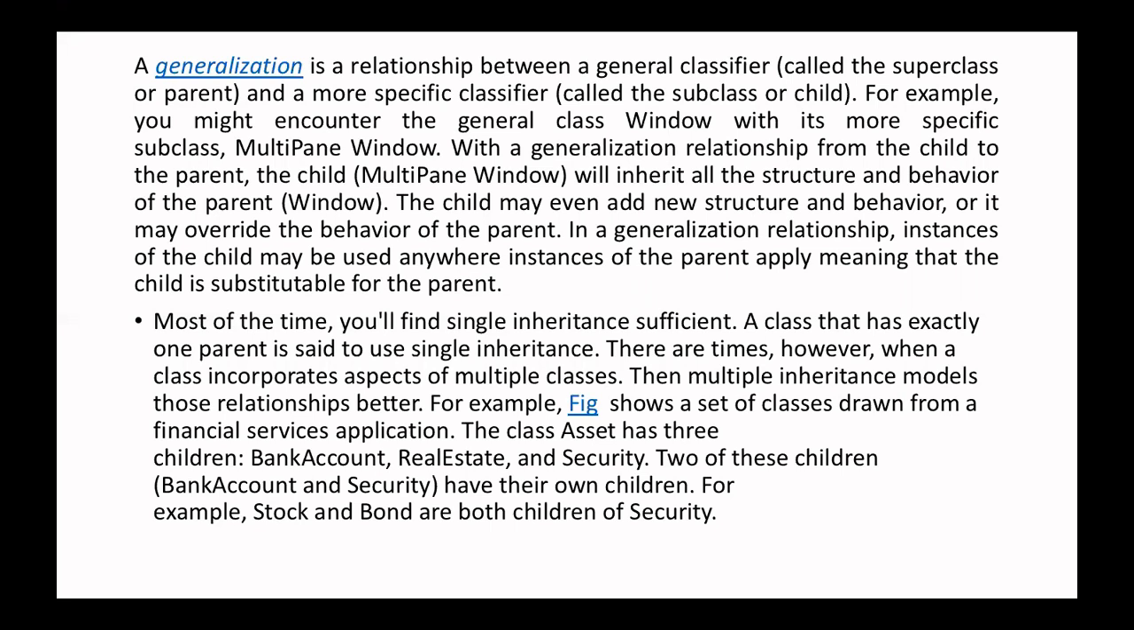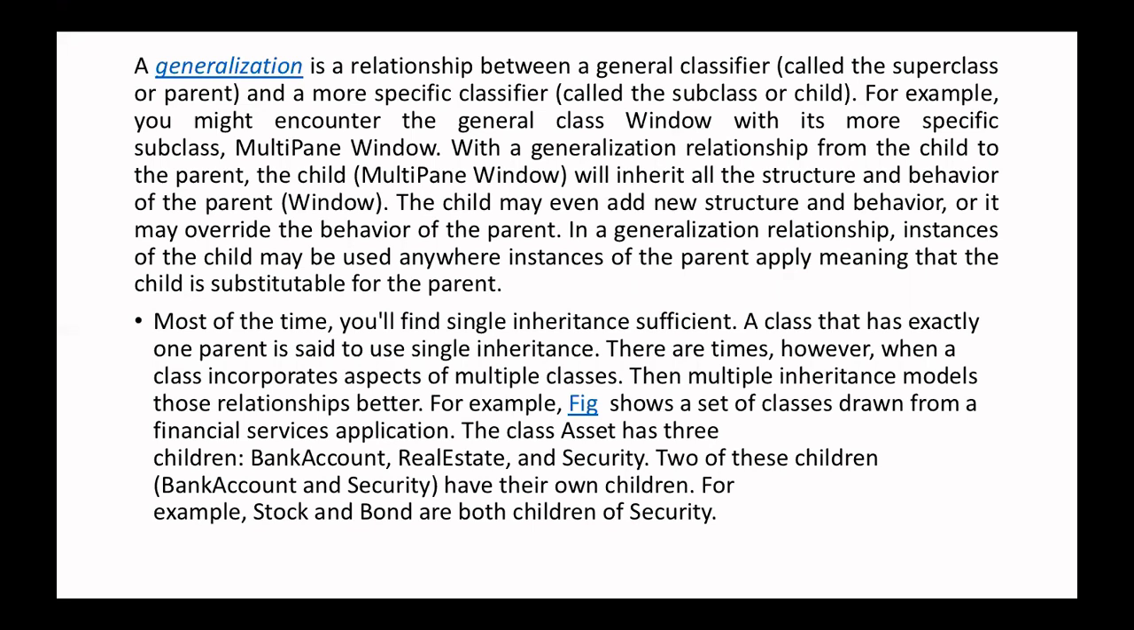The child may even add new structure and behavior, or it may override the behavior of the parent. In a generalization relationship, instances of the child may be used anywhere instances of the parent apply, meaning that the child is substitutable for the parent.